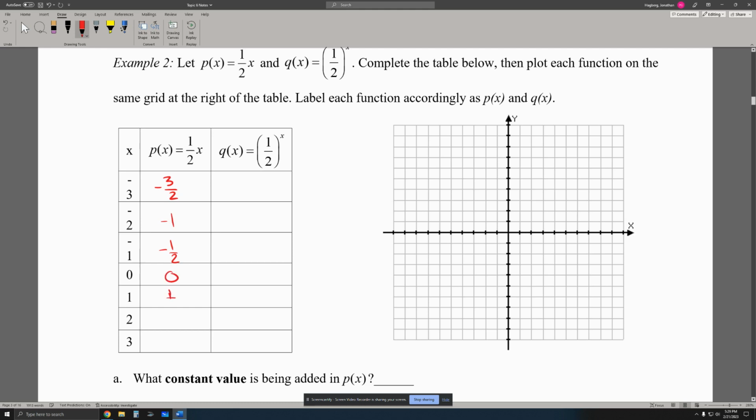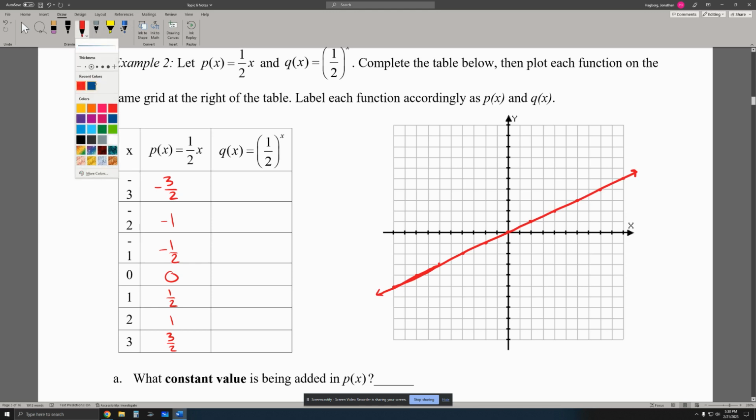1/2 times 1 is 1/2. 1/2 times 2 is 1. And 1/2 times 3 is 3/2. For q of x, I'll go ahead and graph this in blue. Oh, actually, let's go ahead and graph p of x first. So here we have a y-intercept of 0 and a slope of 1/2. So we can go up 1 and to the right 2, plotting our points from our table of values. As always, use a straight edge or a ruler. Again, use a straight edge, draw those arrowheads at the end of your graph. This goes on infinitely in both directions.